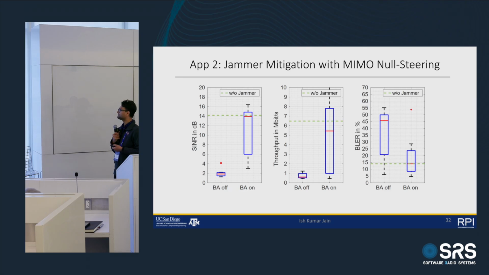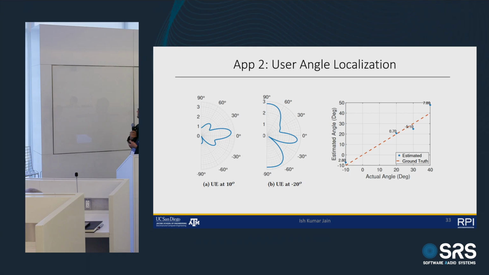So this is one of the few applications. You can do jammer mitigation. You can build another application for sensing. Because we have multiple antennas, you can locate the angle of your user devices based on the angle the signals are coming from using multiple antennas, and we got really good accuracy.